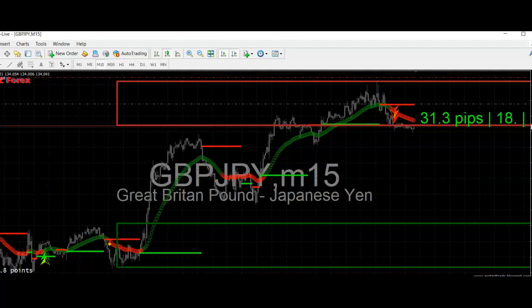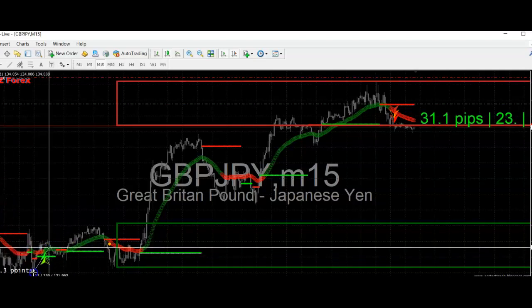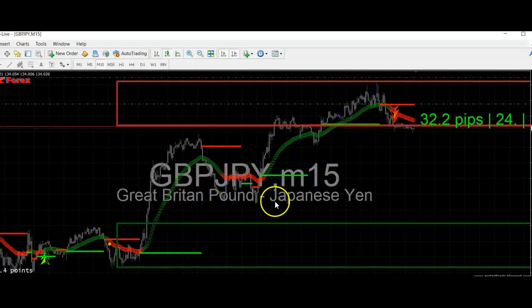So even if you did the 1-to-1 risk ratio from where the signal came in, stop loss was right about there. That's about 35 pips, and it came back comfortably, did not touch the bottom, so you would have been out right about there, and basically you had your 1-to-1. But of course, as you can see, over 200 pips.